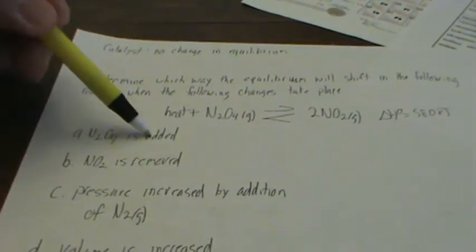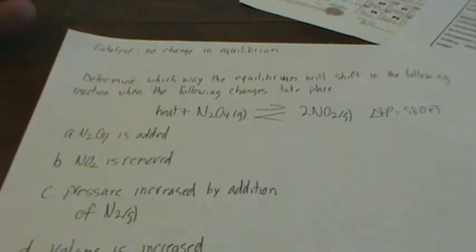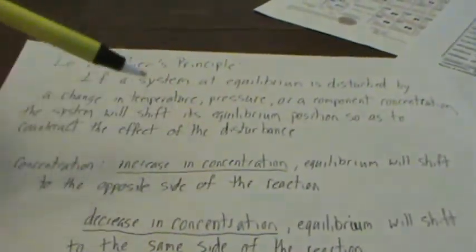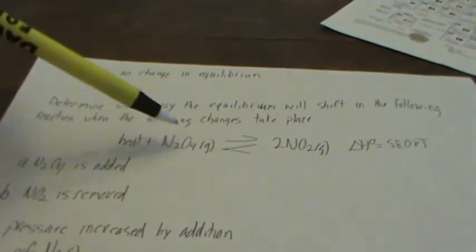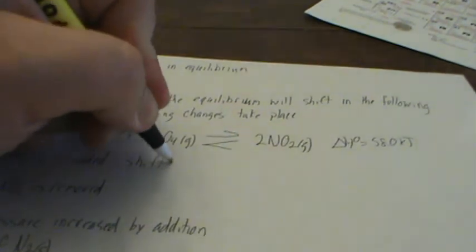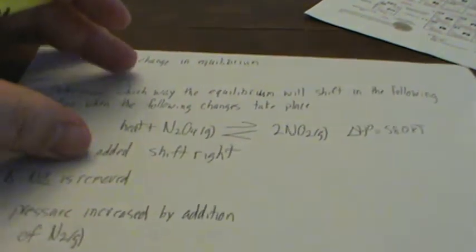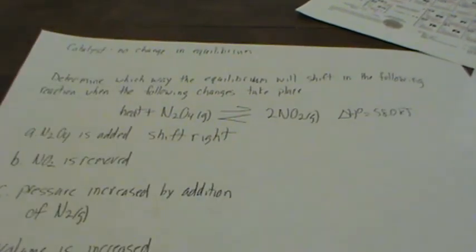So A: N2O4 is added. Well, if we add in N2O4, that means that we are actually increasing the concentration. And if we look back here, it says increase in concentration, equilibrium will shift to the opposite side of the reaction. N2O4 is on the left-hand side. So the equilibrium is going to shift to the opposite side. It's going to shift to the right. It's trying to compensate for the more on the left-hand side.